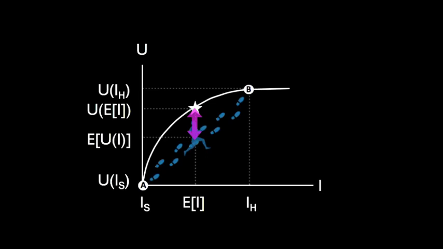Okay, let's think about the size of the deficit. So fix your gaze at a particular location along the horizontal axis, and that's going to correspond to a particular income level.